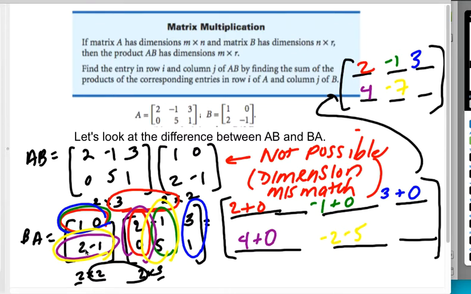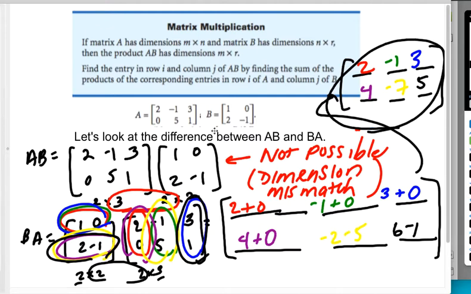If I take row 2 times column 2, I get 2 times negative 1, which is a negative 2, plus negative 1 times 5, which is a negative 5, so that's a negative 7. And if I take the last one, bottom row times the last column is 2 times 3, which is 6, plus a 1 times a negative 1, which is a negative 1, so I get a 5, and there's my final answer.